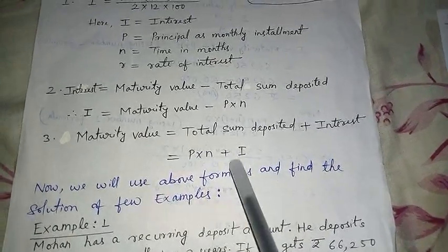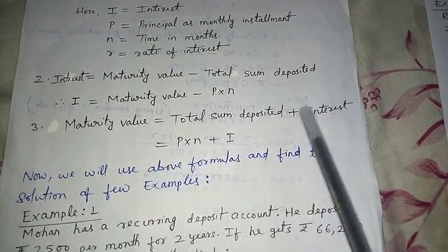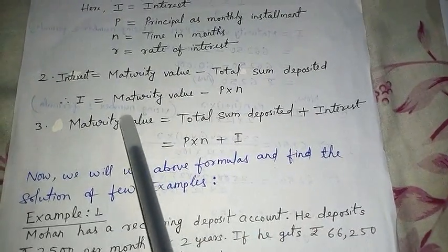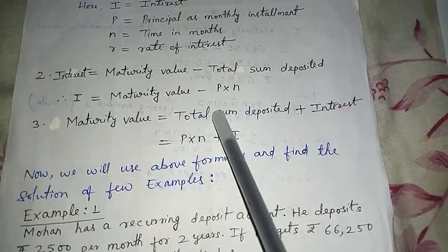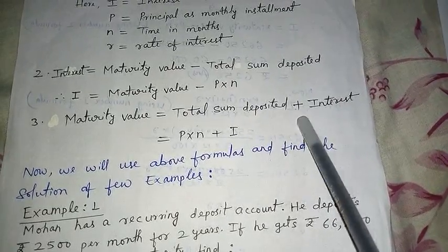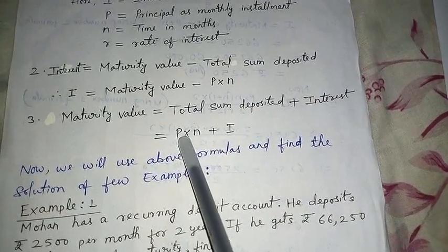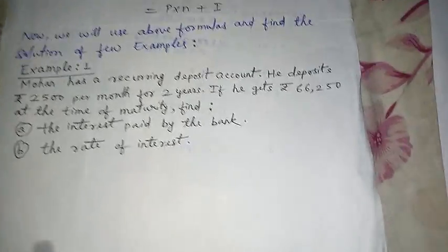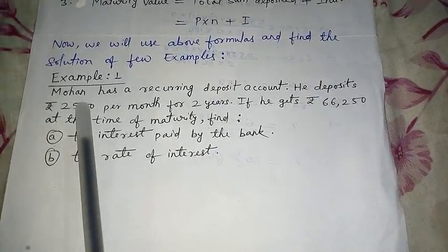Now maturity value equal to total sum deposited plus interest. Very easy. From here only we can bring this formula. Maturity value equal to total sum deposited by the person and plus extra interest, which is also called P into N plus I. So let me do one question for you to understand this formula.